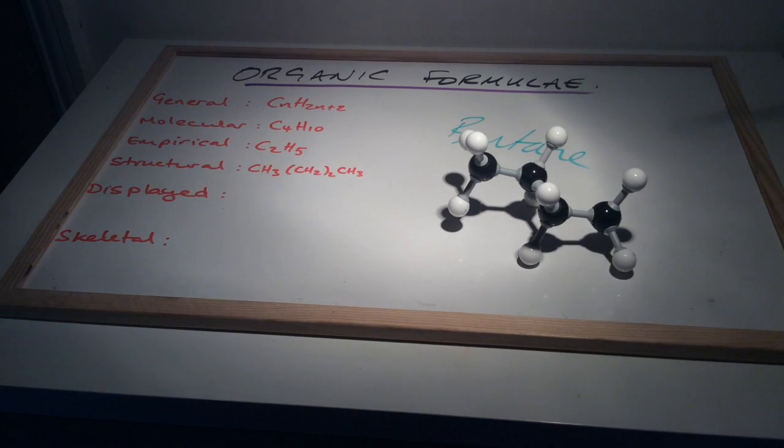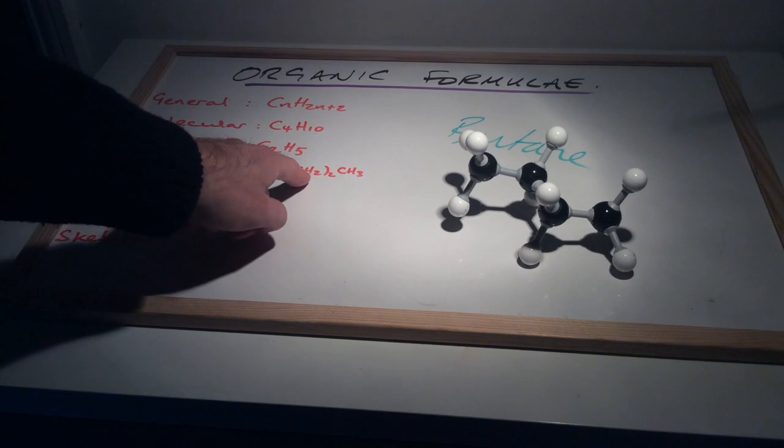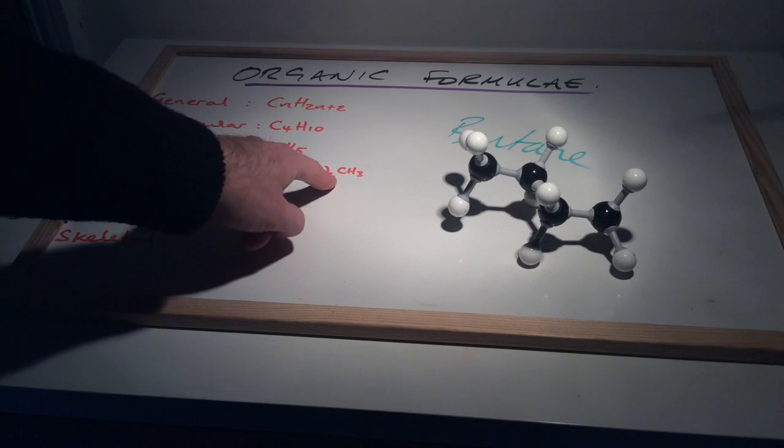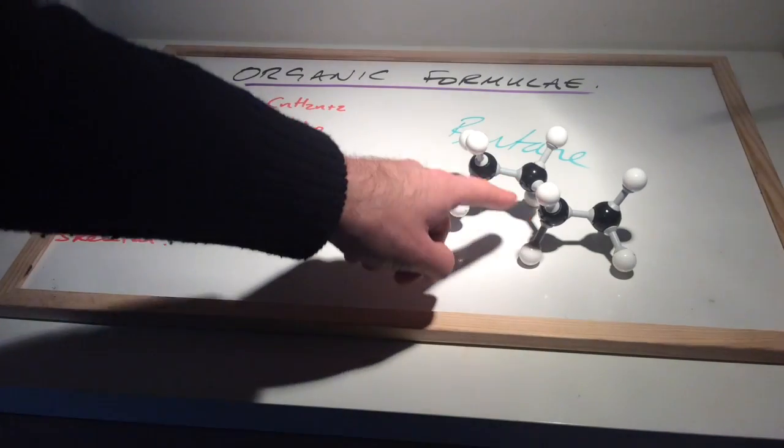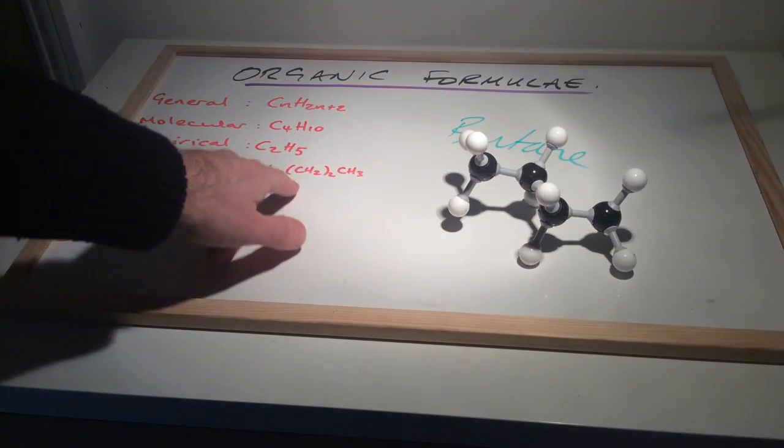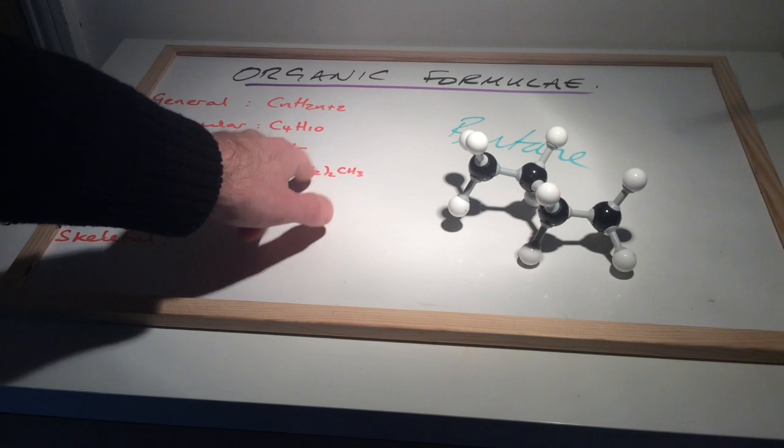You can also represent the structural formula like that, and that becomes very useful when the carbon chain gets much longer. So we take all the CH2 groups and we put them in a bracket, and we just put the number of them outside. So we've got 2 CH2 groups in this molecule, and so we've got 2 CH2s from the bracket.